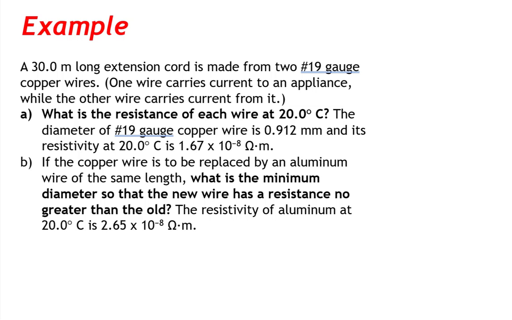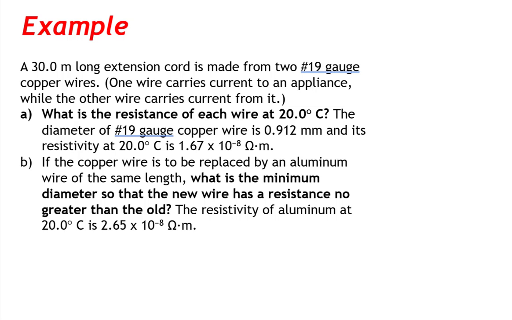A 30.0 meter long extension cord is made from two number 19 gauge copper wires. One wire carries current to an appliance while the other wire carries current from it. What is the resistance of each wire at 20.0 degrees Celsius?